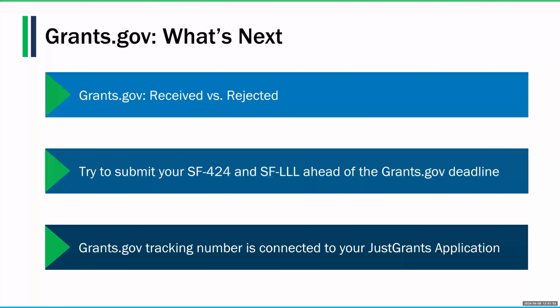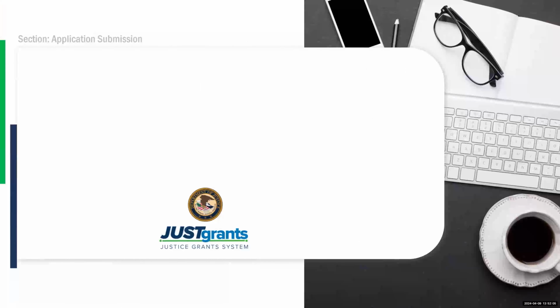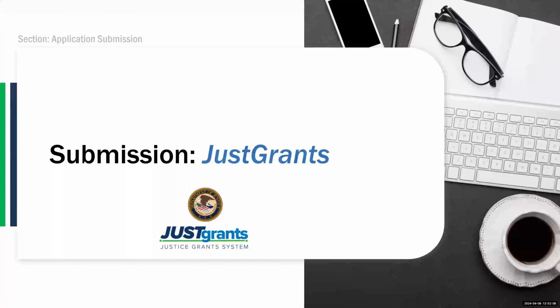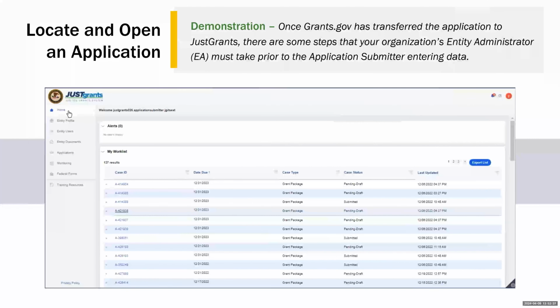And once your application has been accepted by grants.gov, you're going to receive a tracking number that you can use in Just Grants to match your application once it is transferred from grants.gov. Now, Just Grants is the Department of Justice grants management system. COPS uses it, OJP uses it, as well as OVW. Just Grants is initially used in the application submission process and after being awarded, so it's used to accept and manage your awards. Once grants.gov has transferred the application to Just Grants, there are going to be some steps that your entity administrator must take prior to the application submitter entering data.